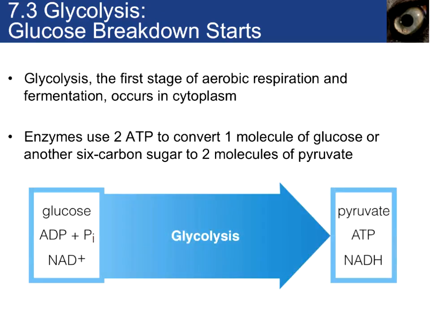So the general process of glycolysis is shown in the slide. So enzymes use 2 ATP to convert 1 molecule of glucose or another 6-carbon sugar to 2 molecules of pyruvate. So again, in the process, 4 ATP are formed and also NADH is formed. And so this basic thing of what's going on during glycolysis is really the gist of what I want you to know for the test.